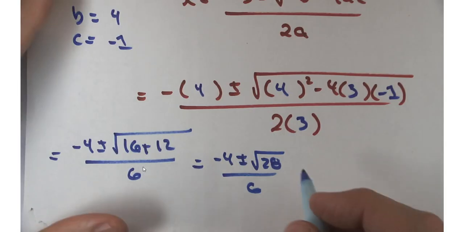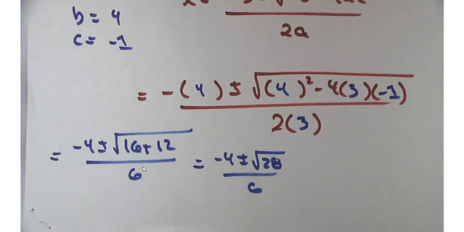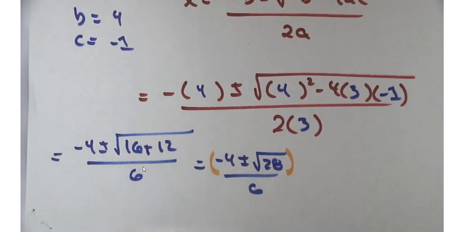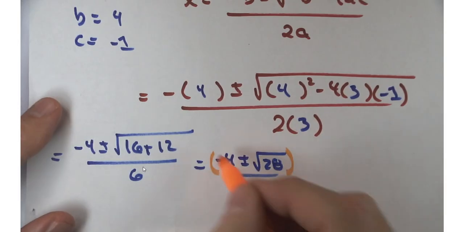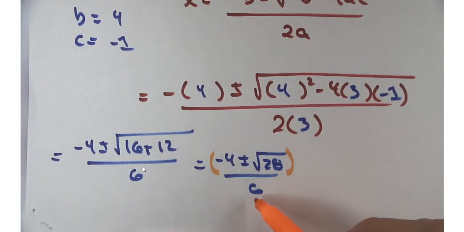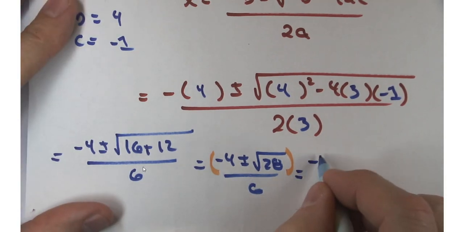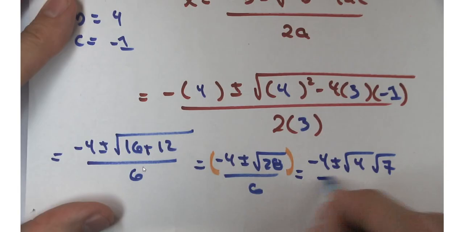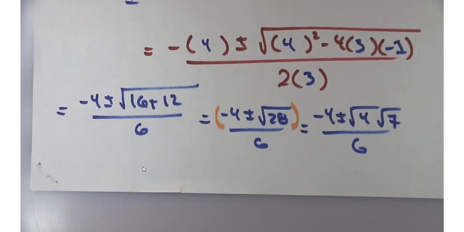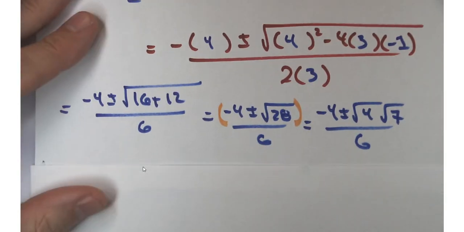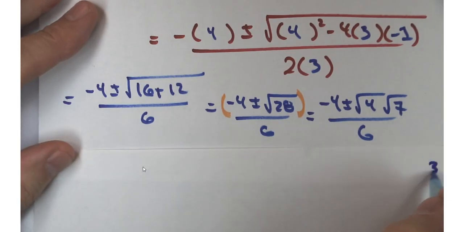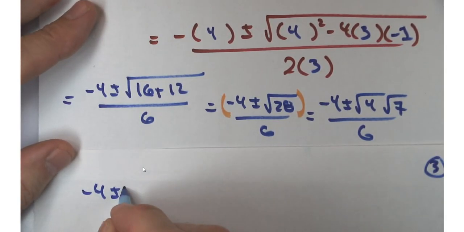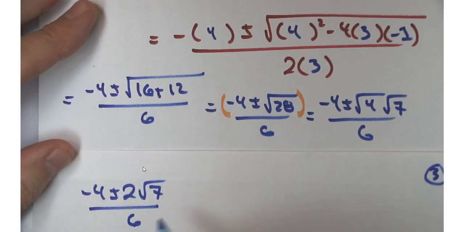Well done. One thing you have to keep in mind is that this is kind of like a parentheses. Those terms are married. I can't cancel the 4 into the 6. I can't cancel the 6 under the square root. That's doubly bad. But what I can do, and what Madison did, was split up the square root of 28 as the square root of 4 times the square root of 7, over 6. The square root of 4 is a nice perfect square. So let's keep going with that. That's going to be negative 4 plus or minus 2 square roots of 7 over 6.